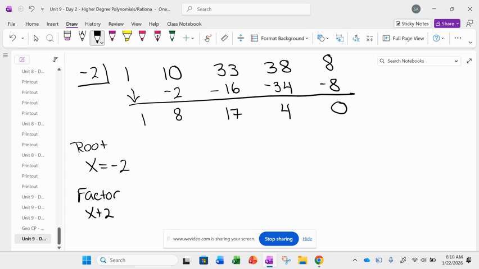All right. How many more times do I need to find a root that works? One more time. But am I going back to the original problem, or do I use my new coefficients? You use your new coefficients. So now my new coefficients, I'm 1 degree less. So now we're going to have x to the third plus 8x squared plus 17x plus 4.